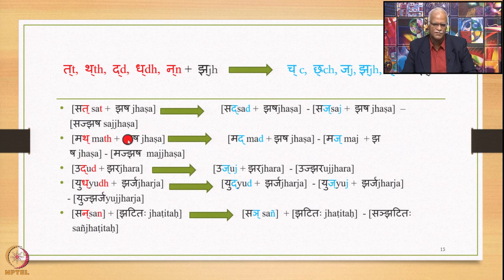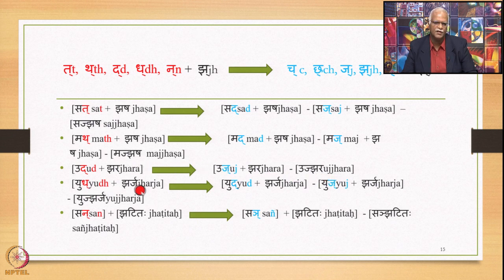Next we have math plus jhash, and the sutra applies, that is 8239 jhalam jhashonte. So th is substituted by the, so we have madh plus jhash, then 8440 applies, and the next substitute is majh plus jhash, that is majjhash. Then we have udh plus jhara, next example, where the is substituted by j by the application of 8440, and we get uj plus jhara, that is ujjhara.